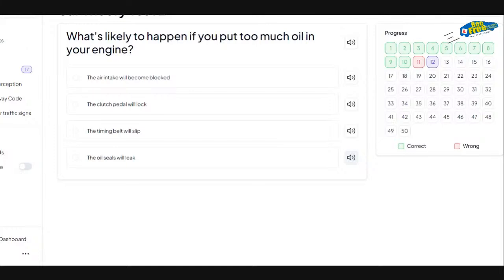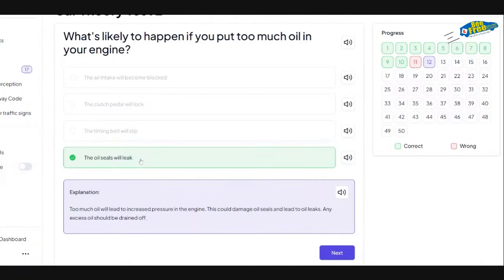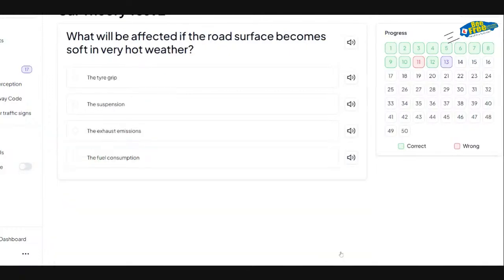So what's likely to happen if you put too much oil in your engine? Okay, so let's get rid of the ones that don't make any sense. The timing belt will slip. That's got nothing to do with putting oil in. The clutch pedal will lock. No. The air intake will become blocked. The oil seals will leak. I think the oil seals will leak because obviously the oil seals are there to stop the oil from leaking. That makes sense to me, and that's the one I'm going to go for. Yes, I got it right. Okay, let's go for it.